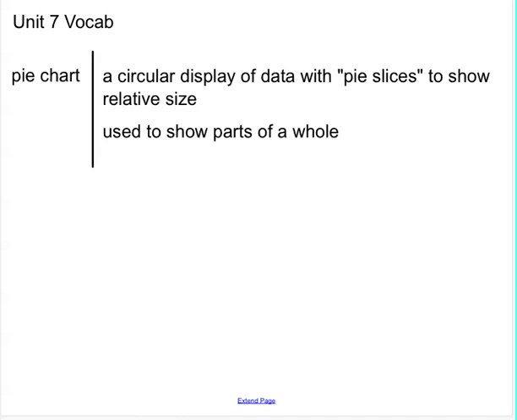So in this lesson, we are going to take a look at pie charts. It's a graph in the shape of a circle, and it has kind of pie slices to show relative size of different data values. And it's used when you have parts that make up a whole. You can't use a pie chart if it's broken into pieces that don't add up to 100%.